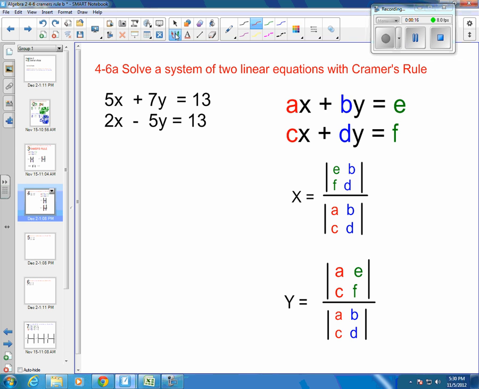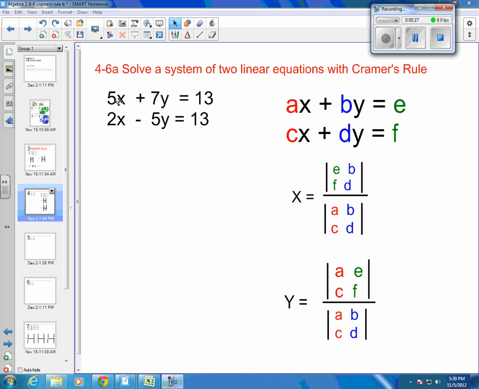So my A is whatever's being multiplied by my X, so that's my 5. And my C is whatever's being multiplied by my X, which is my 2. Okay, my B is this 7 here, my D is this negative 5 actually, and E and F happen to both be 13 in this case. So let me write them into my formula.